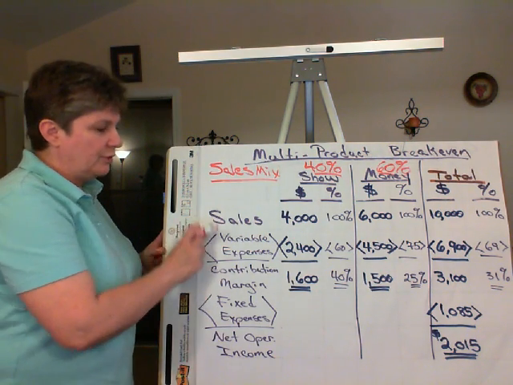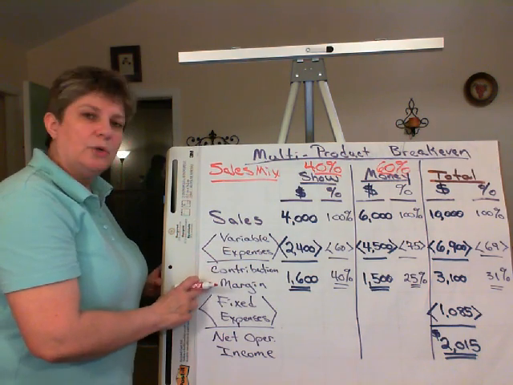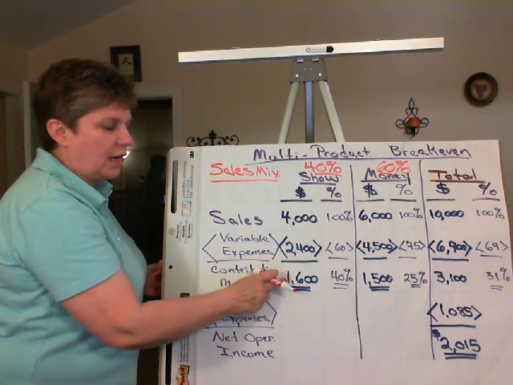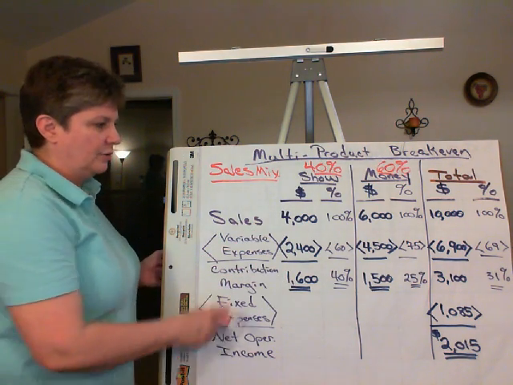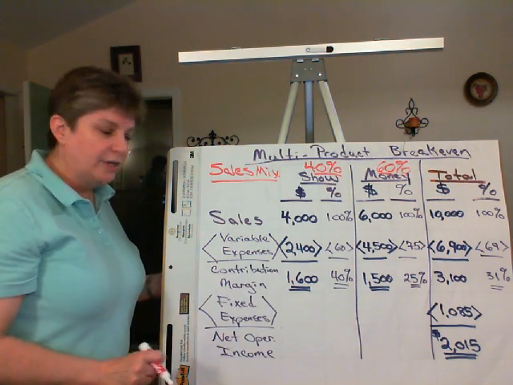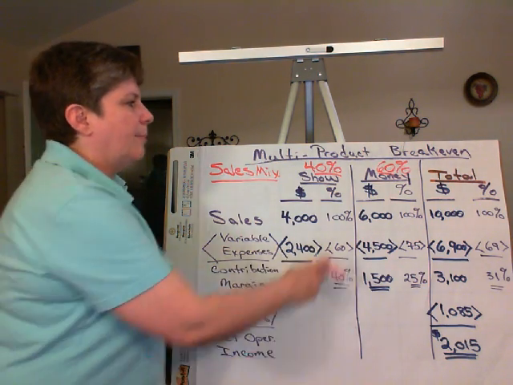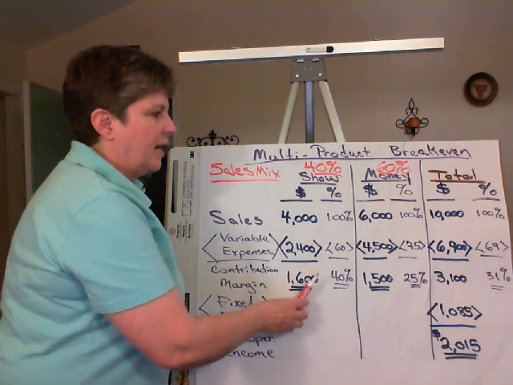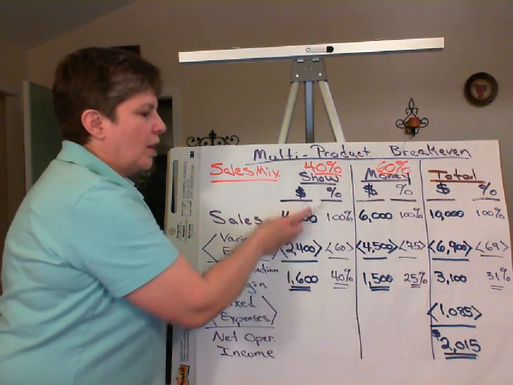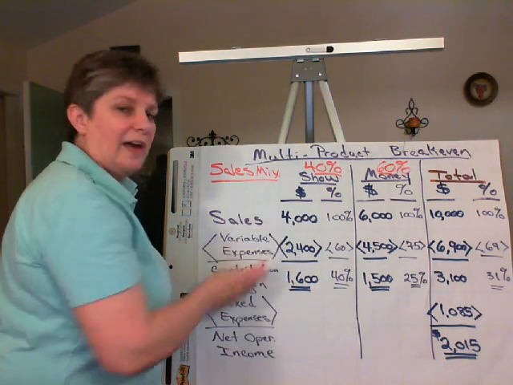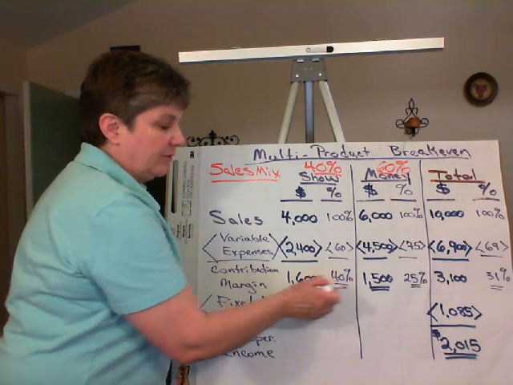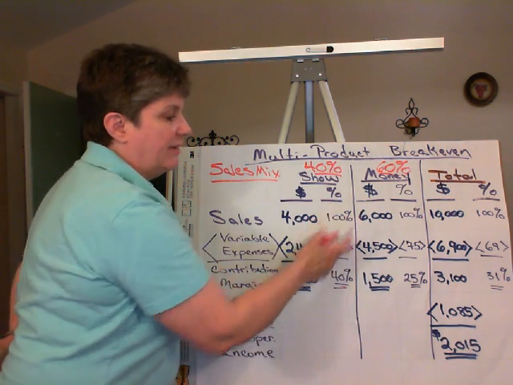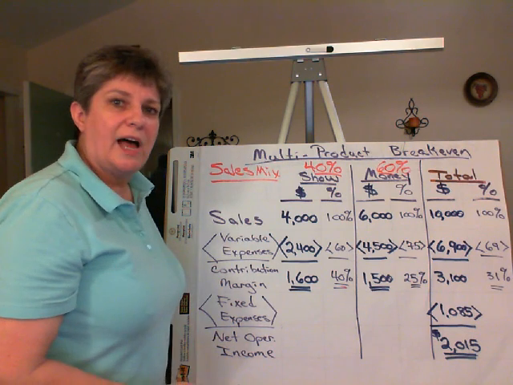So remember, sales minus all variable expenses equals contribution margin. So for this company, show has a contribution margin of $1,600. That's $4,000 minus $2,400 is $1,600. And money has a contribution margin of $1,500. Now, individually by product, show's contribution margin ratio, $1,600 divided by 4,000, is 40%. And money's contribution margin ratio, $1,500 divided by 6,000, is 25%.